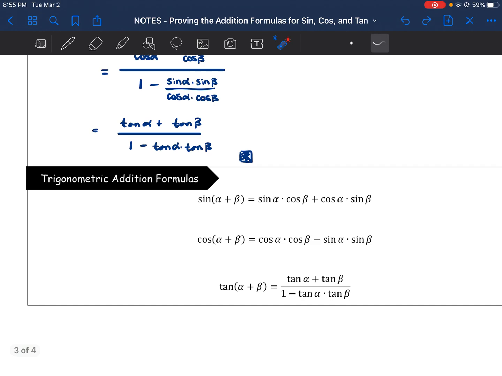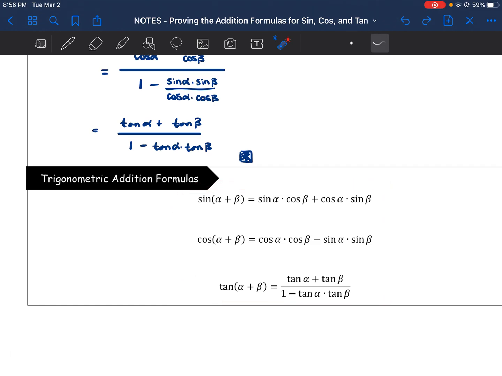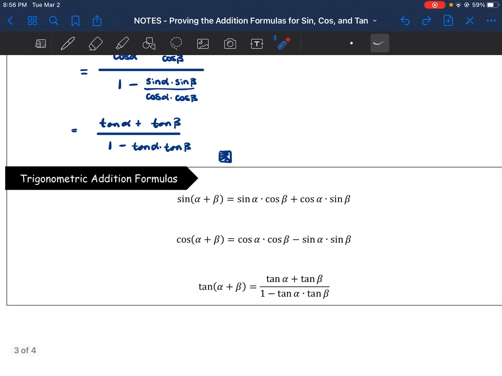So these are the three results that we just spent this time proving. These are called the trigonometric addition formulas or the trigonometric sum formulas. And now in the next couple of videos, we're going to be using these in combination with the difference formulas that we're going to prove in the next video to start solving some problems.